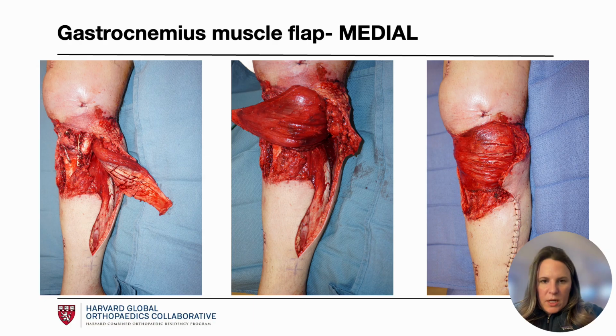And what you can't appreciate, except a little bit on the photo all the way to the left, is that we've scored the fascia, which allows the muscle to reach further and spread out wider. And I do this with a 15 blade, just going right through the fascia, but not into the muscle, because especially on the deep surface of the muscle, the pedicle runs on that side. So if you go too deep, you can injure the pedicle, especially more proximally.